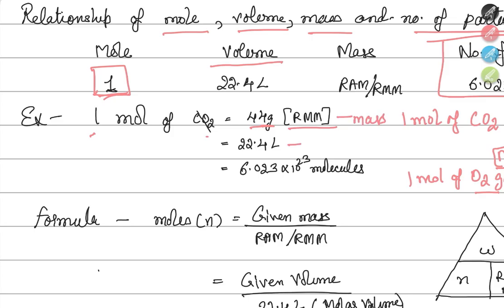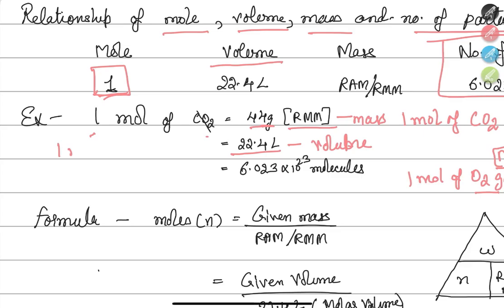Second, I can relate this to the volume. How much volume will be occupied by 1 mole of carbon dioxide gas? That is the standard value, which is 22.4. Now this volume is irrespective of any gas. This molar volume value is the same.